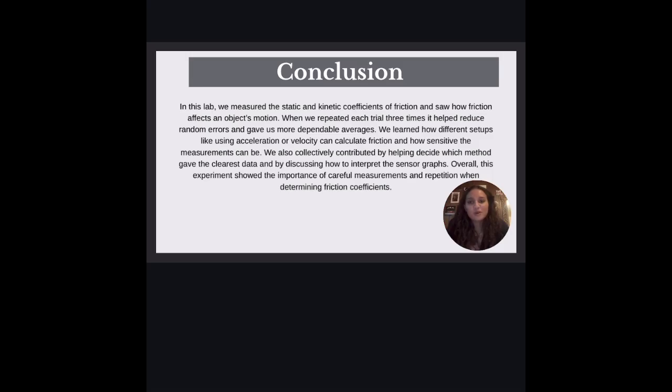In this lab, we measured the static and kinetic coefficients of friction and saw how friction affects an object's motion. When we repeated each trial 3 times, it helped reduce random errors and gave us more dependable averages. We learned how different setups, like using acceleration or velocity, can calculate friction and how sensitive these measurements can be.